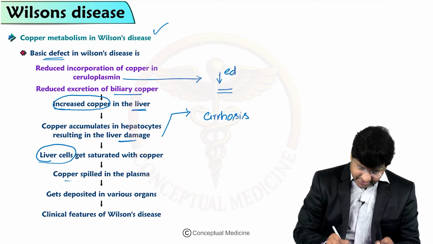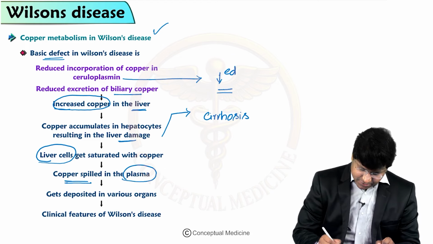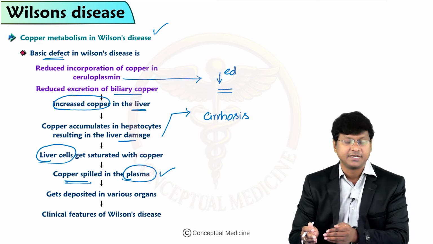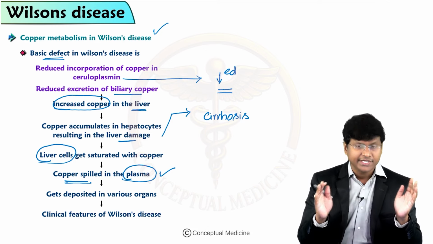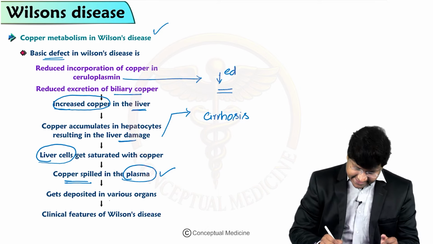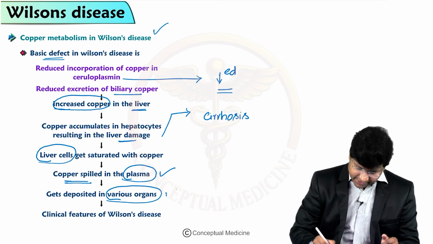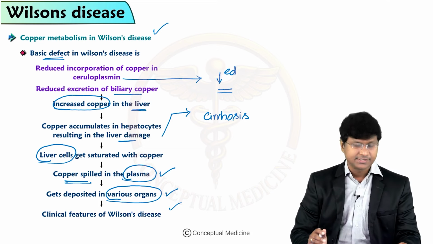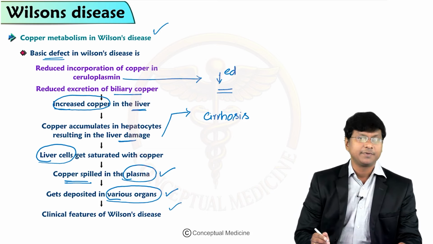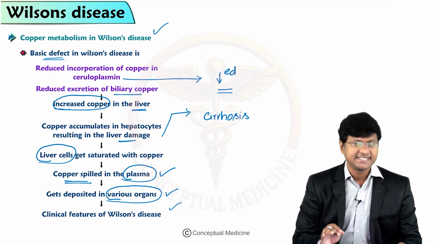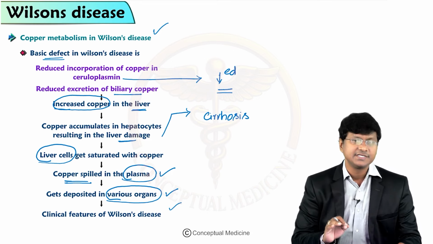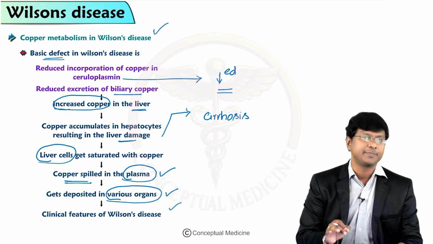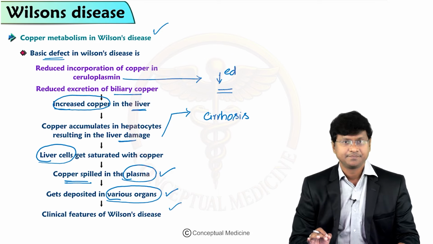Okay. So the copper is spilled in the plasma, right? And the spilled copper in the plasma gets deposited in various organs in the body, and thereby the clinical features of Wilson's can be seen. So that is about the copper metabolism in Wilson's disease. So what is the basic defect? The basic defect is decrease in the ceruloplasmin levels. Now because of decrease in ceruloplasmin levels, there is reduced incorporation of copper in the ceruloplasmin, right?